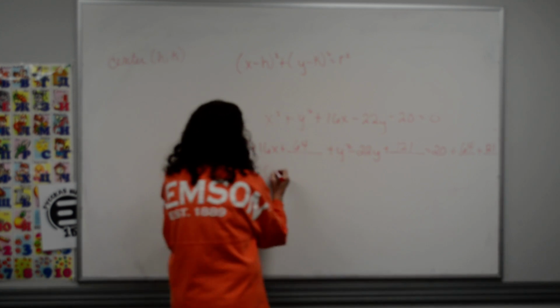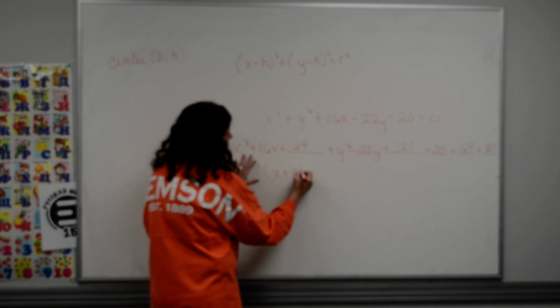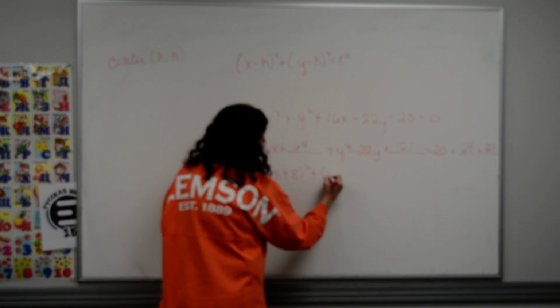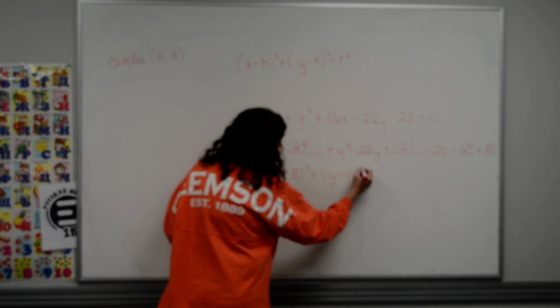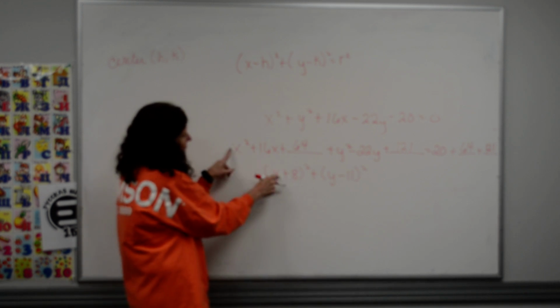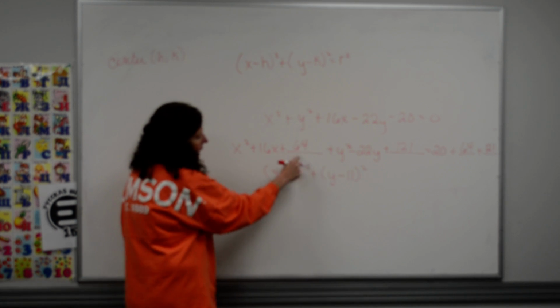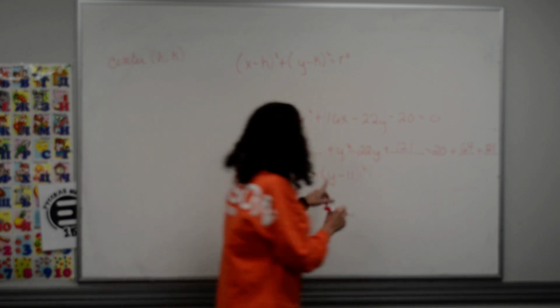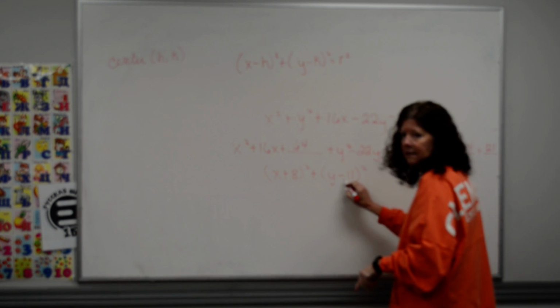So this is gonna be x plus 8 squared plus y minus 11 squared. You good with how I got that? I think so. Square root of that, this sign, square root of that with a squared on it. Okay, this one's negative because it's that sign.